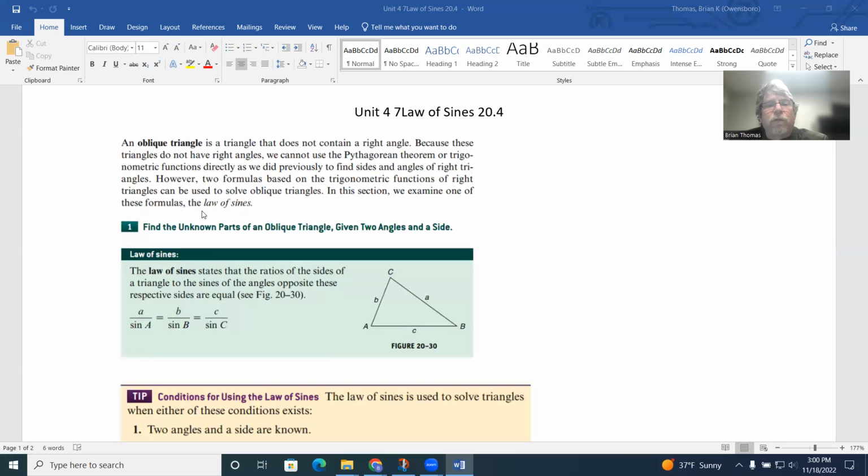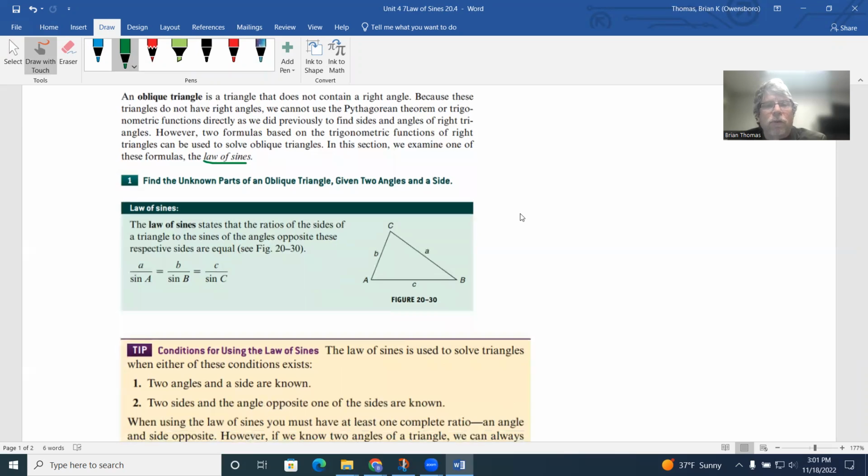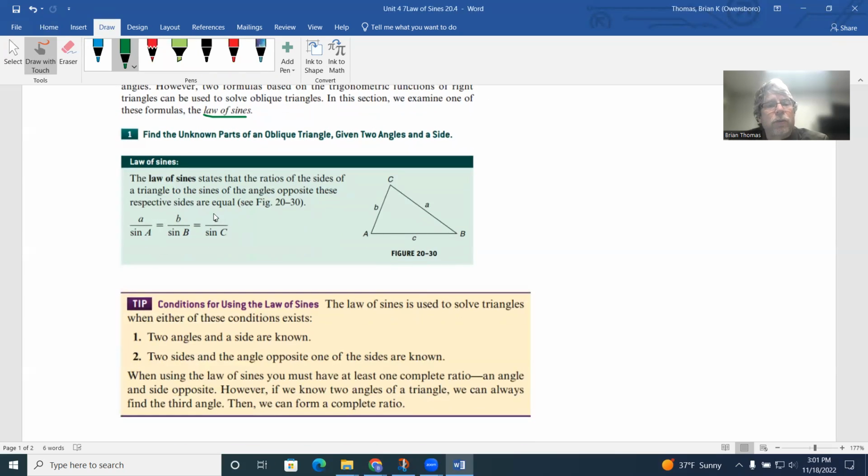We have this formula called law of sines. So the law of sines is going to be used to solve for the missing sides of oblique triangles, or missing angles for that matter. So the law of sines is actually rather easy. Notice how we have angle A and side A is opposite it. We have angle B and side B is opposite of it. We have angle C and side C is opposite of that.